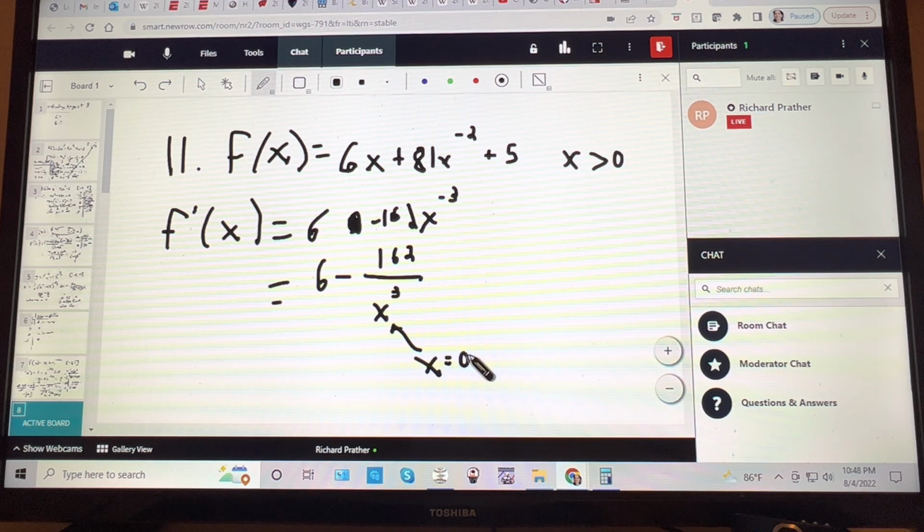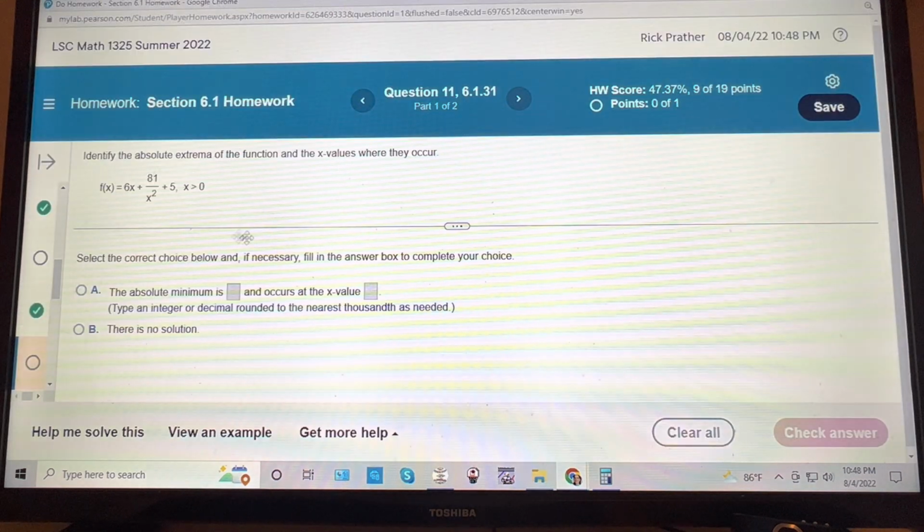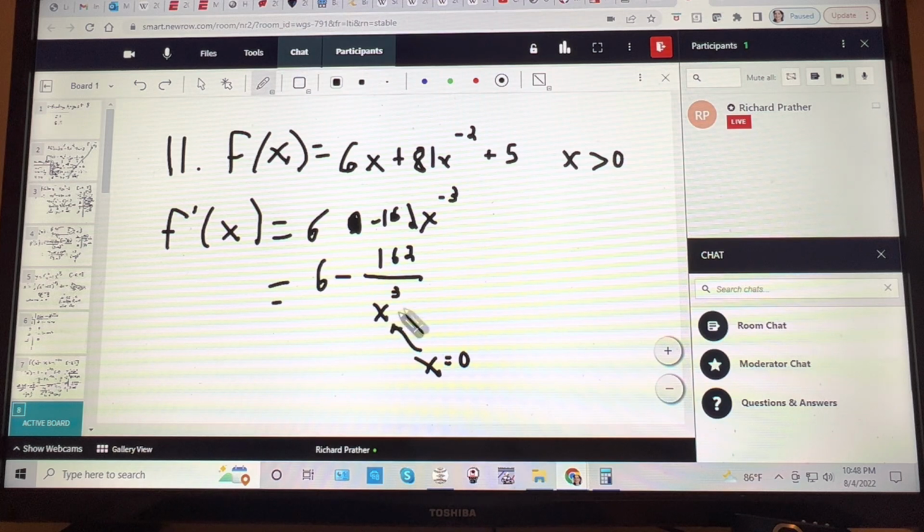x equals 0 makes the bottom 0, and therefore the derivative would be undefined, but it would make the original undefined as well because the original had x squared in the bottom. So we lose that as a possible critical number. And then does it equal 0 ever is the next question. So we could add this fraction to the other side and get 6 equals 162 over x cubed.